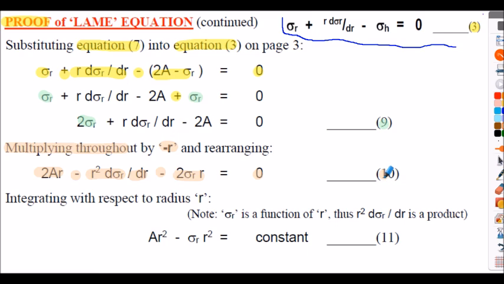We can now integrate equation 10 with respect to the radius r. Notice that sigma r is a function of r, and also that the r squared d sigma r upon dr is a product, so we're integrating a product. We can end up with the equation ar squared minus sigma r squared is equal to a constant. I'll show you the integration process on a separate slide. What we'll do on the next slide is let this constant symbol be, and then we'll rearrange for sigma r.